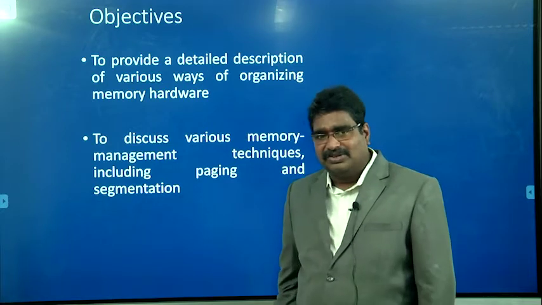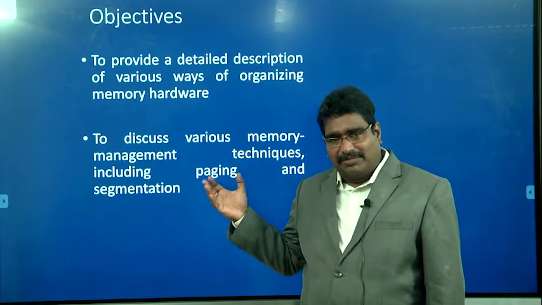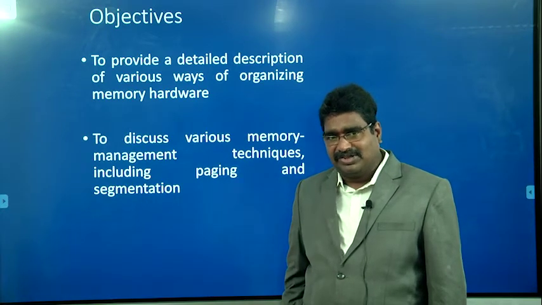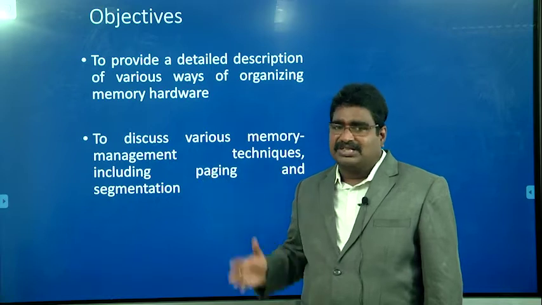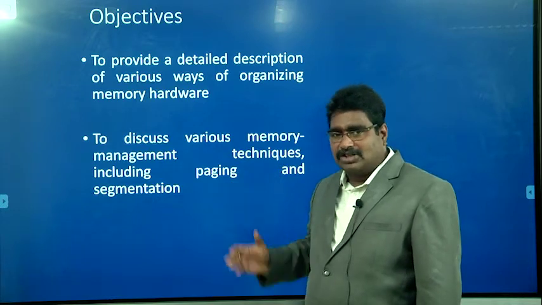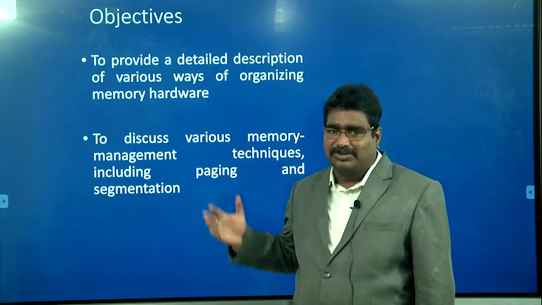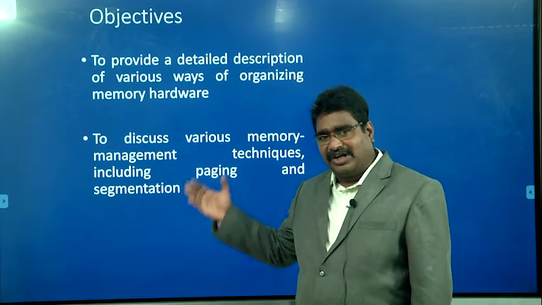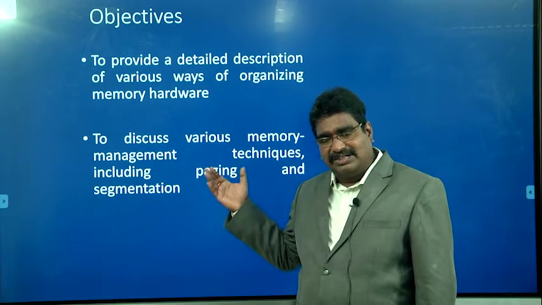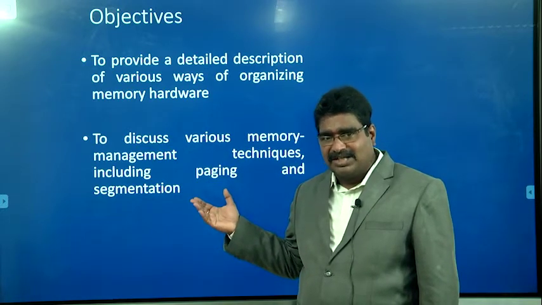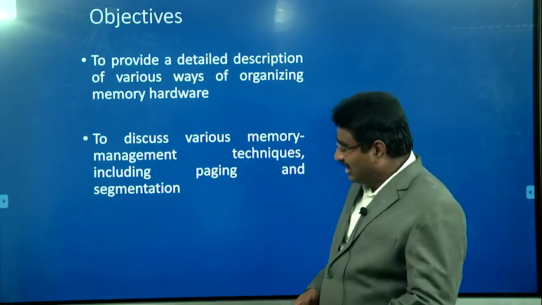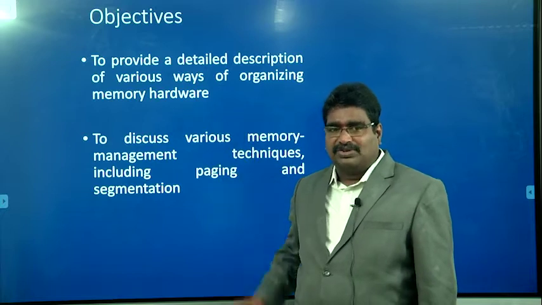The second objective of the memory management is to discuss various memory management techniques, including paging and segmentation. First we discuss how memory management was done in the early days. In the early days they simply used contiguous memory allocation. Later, to avoid the disadvantages of contiguous memory allocation, they adopted segmentation. Segmentation also has some limitations. To overcome those limitations, the paging concept was introduced. So we discuss the different approaches available for memory management, and for every approach we discuss the advantages as well as the disadvantages. These are the two objectives of the memory management.